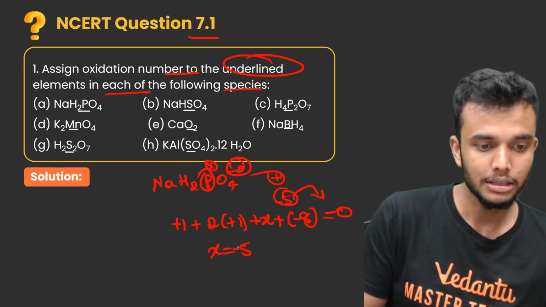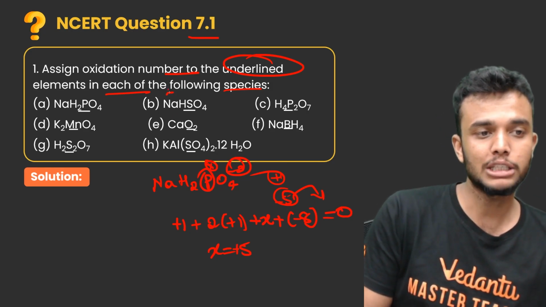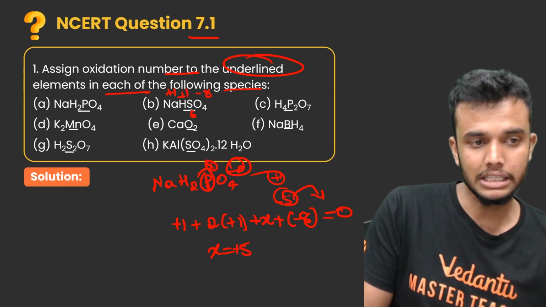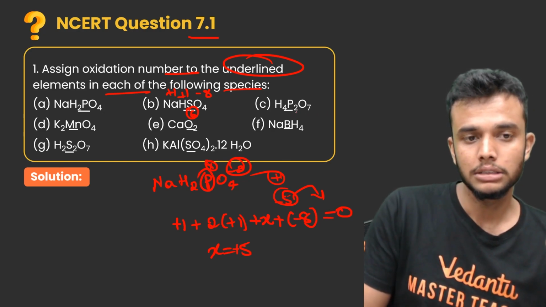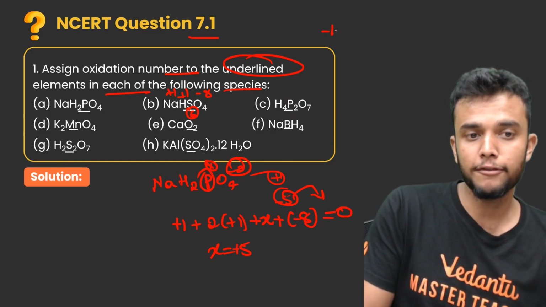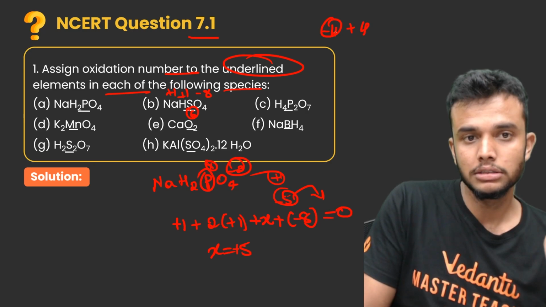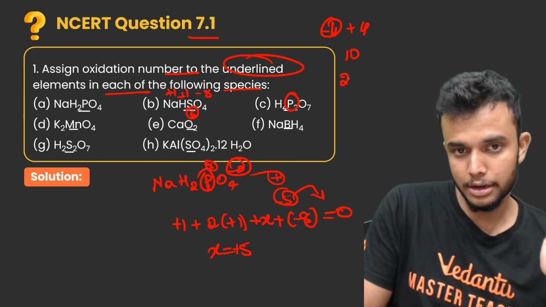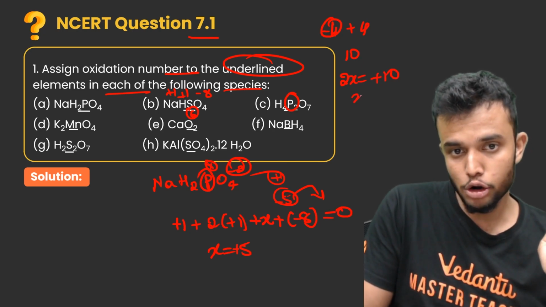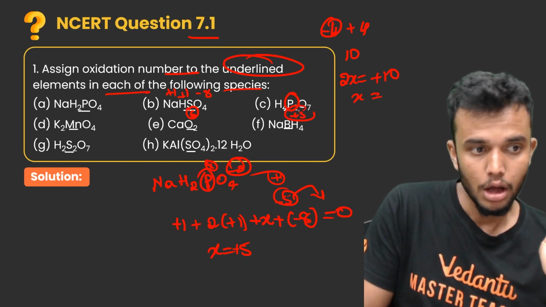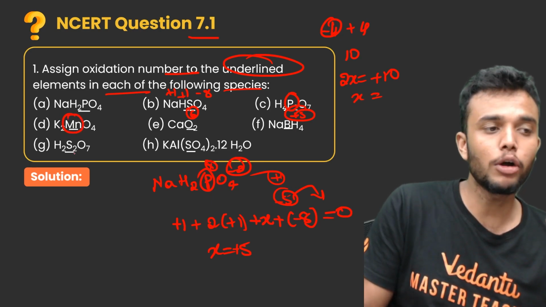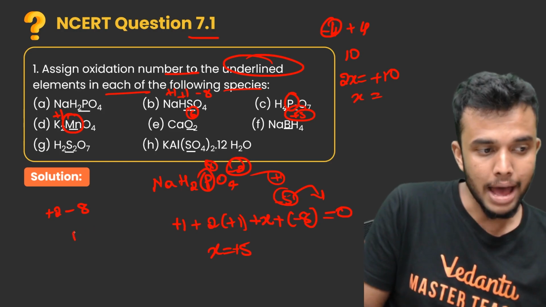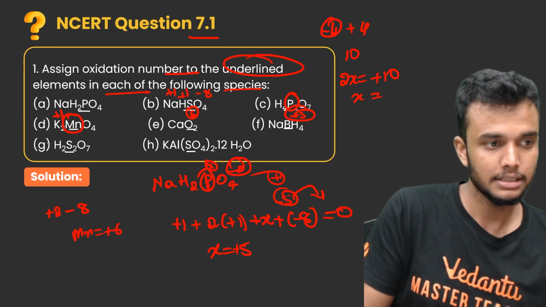That's all, +5. Here +5, what about this? +1, +1, -8 is nothing but 6. What about this? Here 7 twos are -14, +4 is nothing but 10. But students, here 2 atoms of phosphorus are there. 2x is equal to +10, x is equal to +5. What about this? Manganese. Here potassium valence is always +1, which is +2, and -8. Manganese also becomes +6.